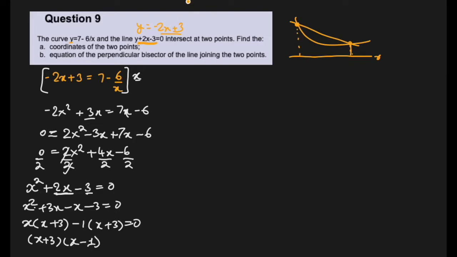So individually, this is equal to 0, right? If x plus 3 is equal to 0 or x minus 1 is equal to 0, at the same point both can't be happening. So it will be x equal to minus 3 at one point or x equal to 1 at another point. So we got x coordinates minus 3 and 1 at two separate points. So this is negative 3 and this is 1.